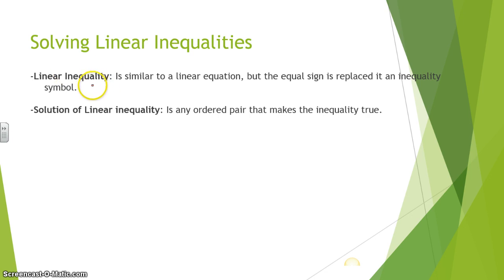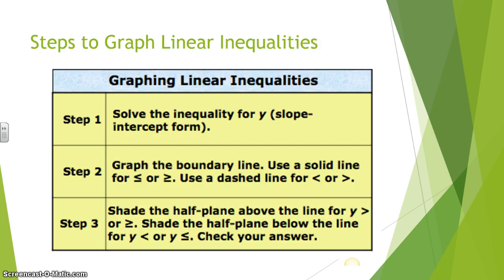Remember, the inequality symbols are greater than, less than, greater than or equal to, or less than or equal to. So those symbols are going to replace the equal sign for linear inequalities. Also, you'll see solution of linear inequalities, and that is any ordered pair that makes the inequality true after you've graphed this. When we think of graphing linear inequalities, there are some steps involved, and you need to think of these steps when you're solving examples.